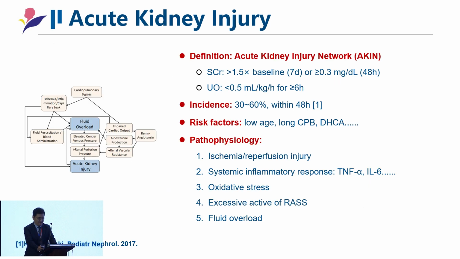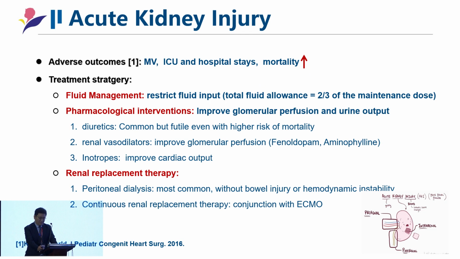The next is AKI. It's diagnosed using the AKI Network criteria. The incidence ranges from 30 to 60% within 48 hours. Risk factors include younger age, prolonged CPB time, and DHCA. The pathophysiology involves ischemia, reperfusion injury, systemic inflammatory response, oxidative stress, overactivity of the RAS, and fluid overload. AKI is also associated with adverse outcomes, such as prolonged mechanical ventilation, extended ICU and hospital stays, and increased mortality.